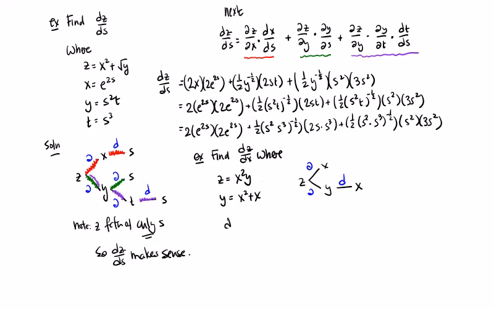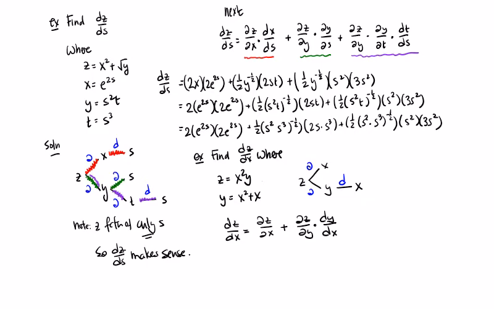The chain rule says that dz dx, which makes sense because z is only a function of x at the end of the tree, is partial z partial x, that's the top branch, plus partial z partial y times dy dx.